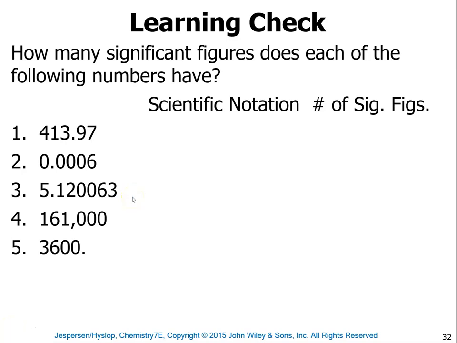All right, let's take a look at some of these questions here in terms of finding the significant figures. This first one is pretty simple. We just add up all the non-zero numbers. We have 1, 2, 3, 4, 5. So we have 5 significant figures here.